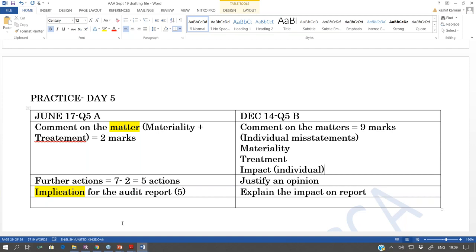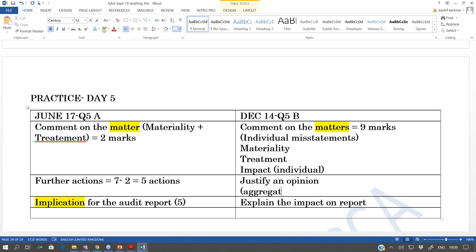Why didn't I write the impact in the June 17 question in matters? Because there was a matter even in June 17. Why didn't I write the impact? Because firstly it was separate, and secondly there was a single misstatement. Right? But in this question, there are individual misstatements which need to be aggregated. So I will take the individual impact in the matters, and I will take the aggregate impact when I'm justifying the opinion.